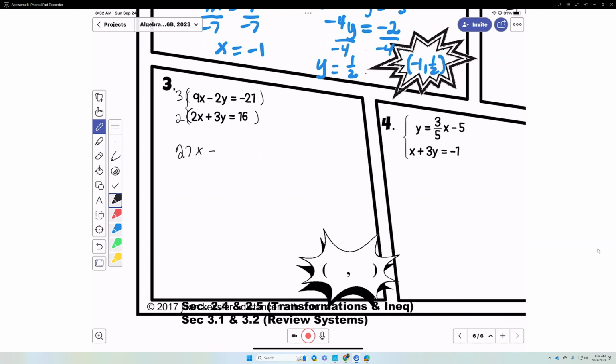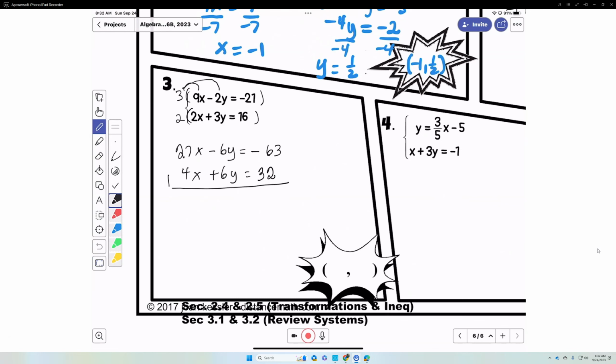27x minus 6y. 3 times 9 is 27. 3 times 2 is 6. Equals negative 63. 2 times 2 is 4x. 2 times 3 is 6. And 2 times 16 is 32. So now you notice that the y's can be eliminated.